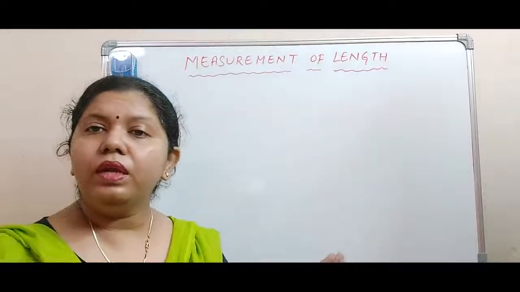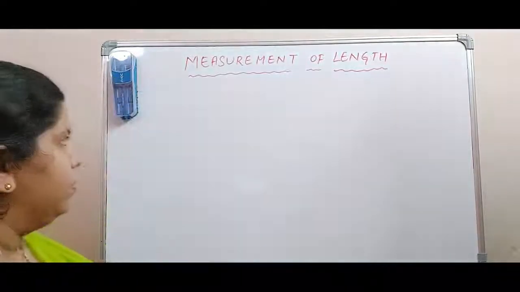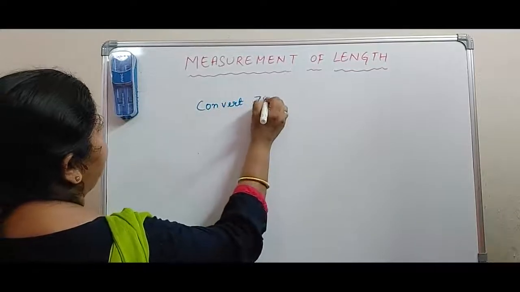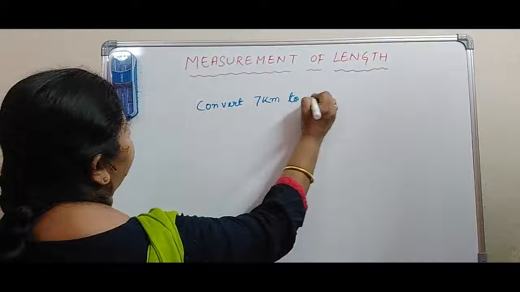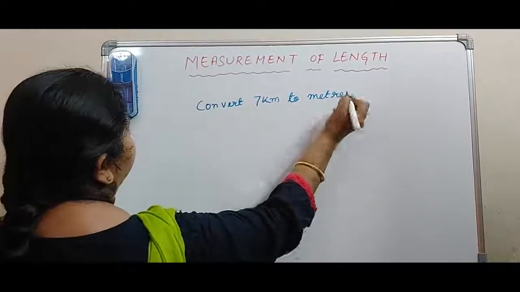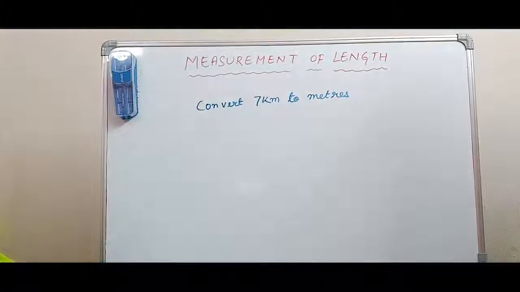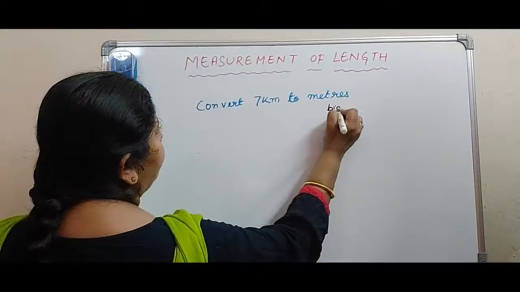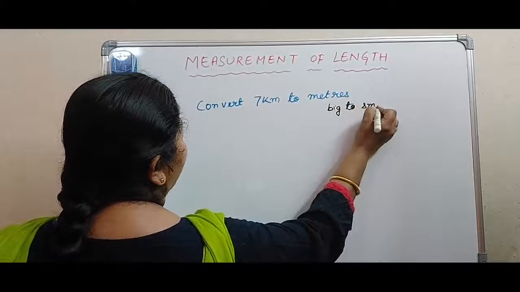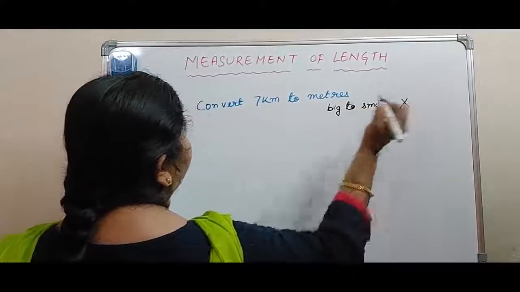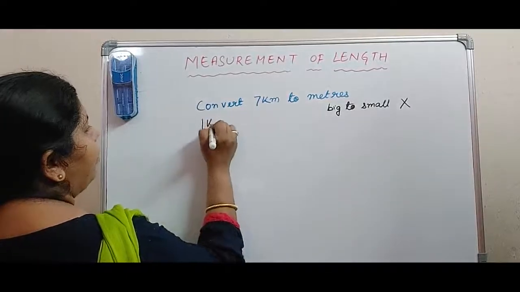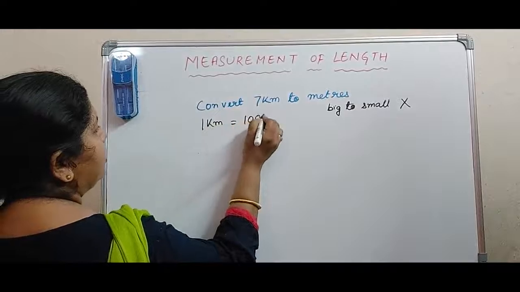Now suppose we are converting kilometer to meters. Convert 7 kilometer to meters. Now in this, what type of conversion is it? First you try to understand. It is a big to small conversion, which means you have to do multiplication. And the conversion is 1 kilometer equal to 1000 meter.